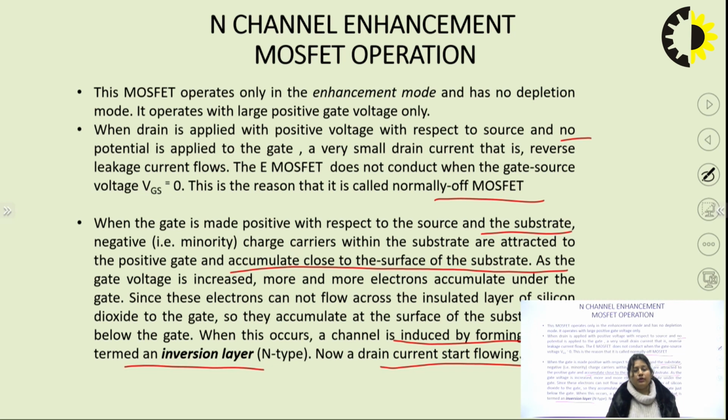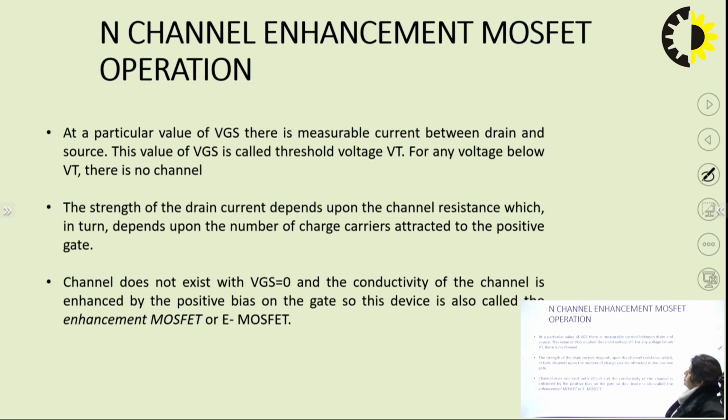Whenever you have to enhance the channel, only in that case will the current increase, or the ID will get increased to a particular value. For that case, we have a necessary condition that VGS should be greater than the threshold voltage. So next we have N-channel enhancement MOSFET operation.